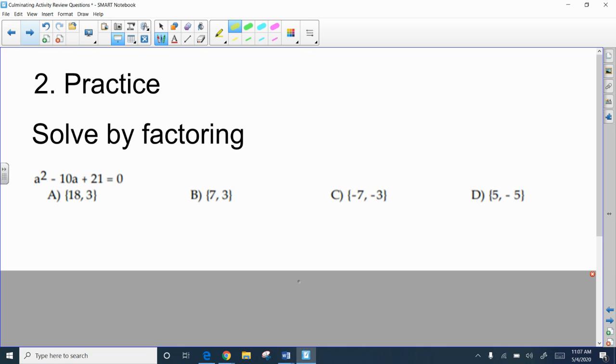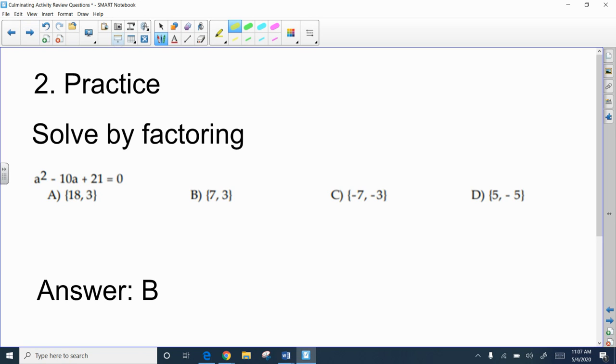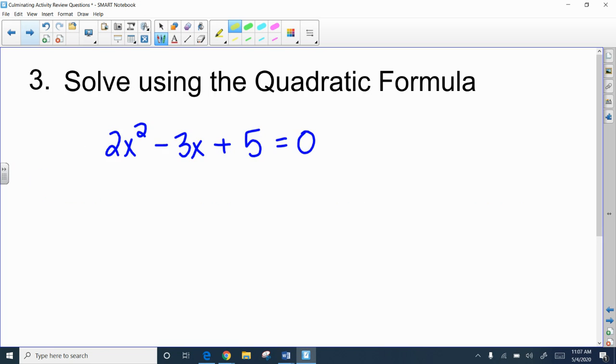All right, the correct answer on this one, number 2, the correct answer is B. All right, number 3, we're trying to solve using the quadratic formula because we're not going to be able to factor this one. So we do need to know the quadratic formula.